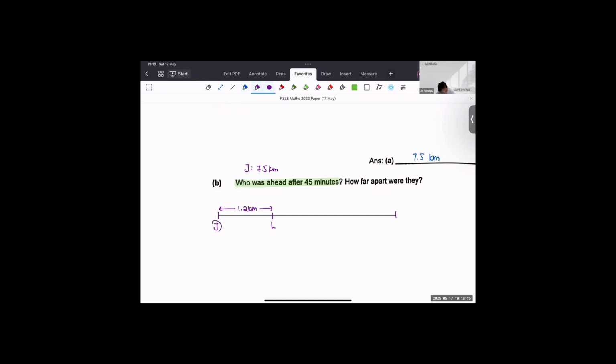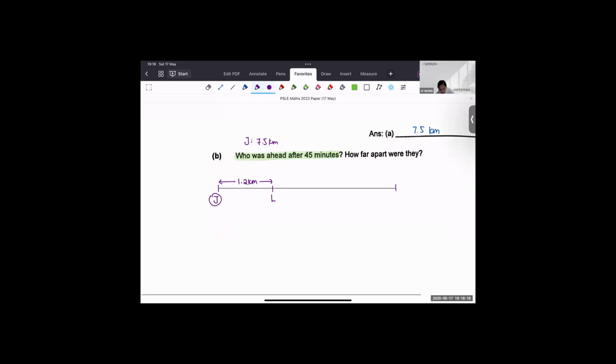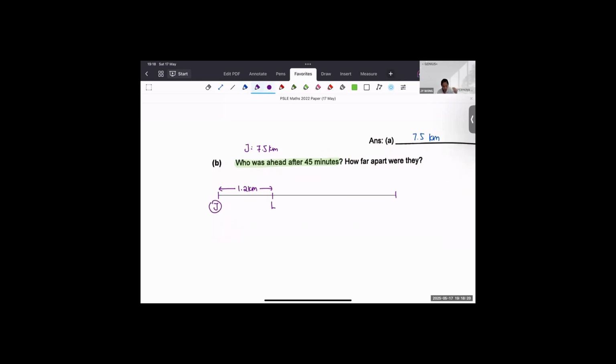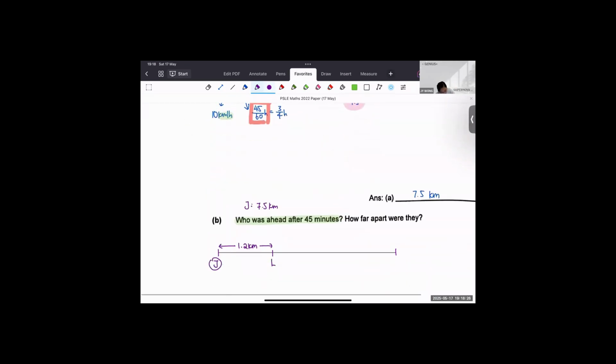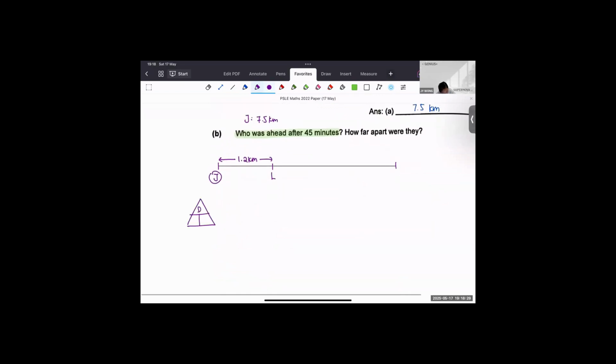So for Jane, after 45 minutes, she was 7.5 kilometers away. Then how about Linda? Linda's speed is 4 kilometers per hour. Look at the triangle again: distance, speed, and time. We're going to find out the distance that Linda traveled in 45 minutes. I won't write units for this one. Speed is 4 kilometers per hour. The time is 45 minutes, which I want to change to hour. So 4 times 45 minutes, we already know is 3/4, right? Then that will give me 3.